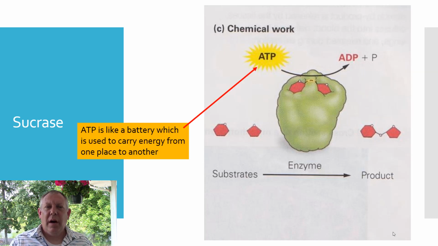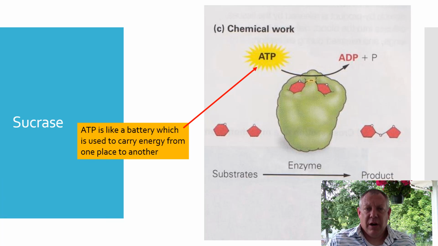So again, you can see why the analogy is ATP is like a battery that carries energy from one place to another. So this ATP went and picked up energy from somewhere else in the cell, carried it to the sucrase enzyme, transferred energy to the sucrase enzyme so that the sucrase enzyme could break apart the sucrose.